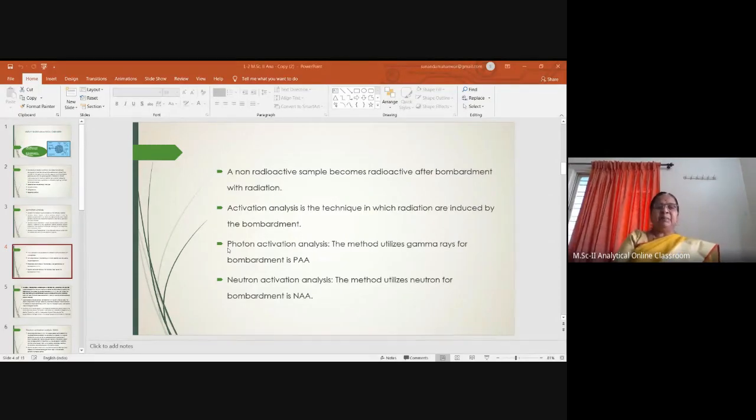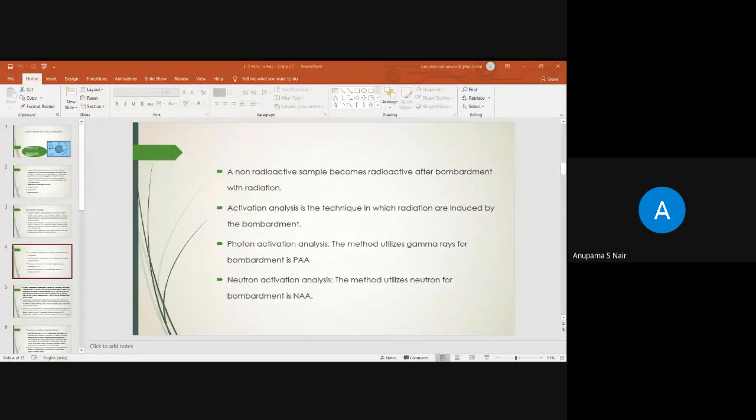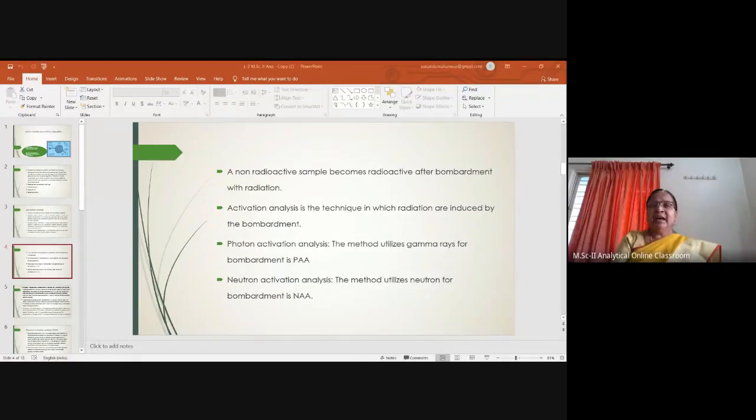And the second type, that is the neutron activation analysis. When neutrons are used for the bombardment, then that type of analysis is known as the neutron activation analysis. That is the neutron N, activation A, and analysis A, NAA. That method we can shortly denote as NAA. NAA stands for काय, त्याचा लॉंग फॉर्म येईल: Neutron activation analysis.